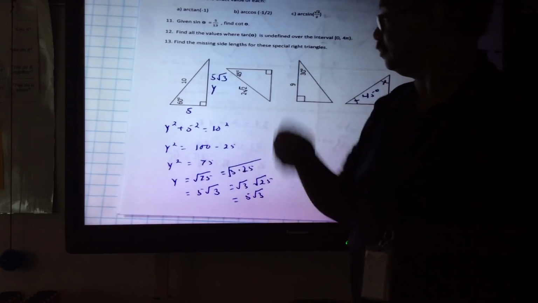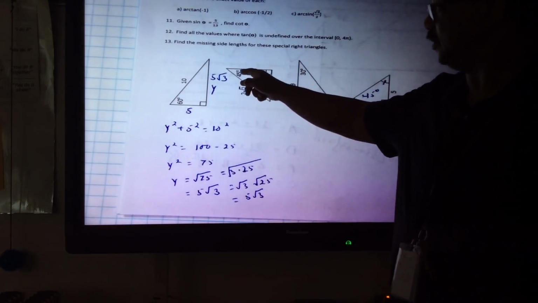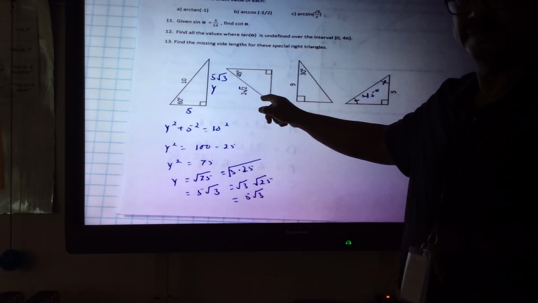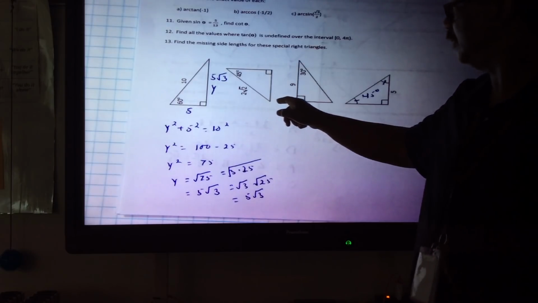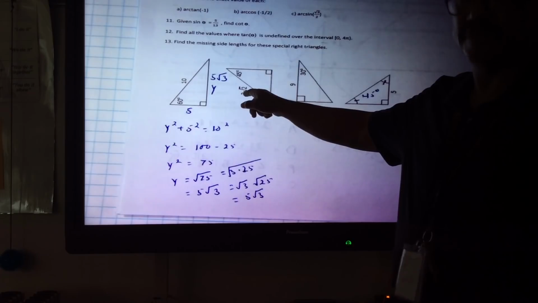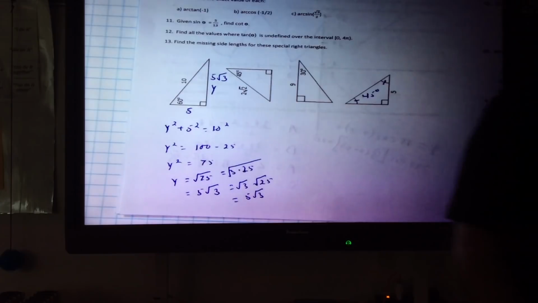Okay, and now for the next one. This triangle here? If this is 45 degrees and that's 90, this has to be 45 degrees. And for the two, I'm talking about the two square roots of 2. Okay, now, and that has to be.